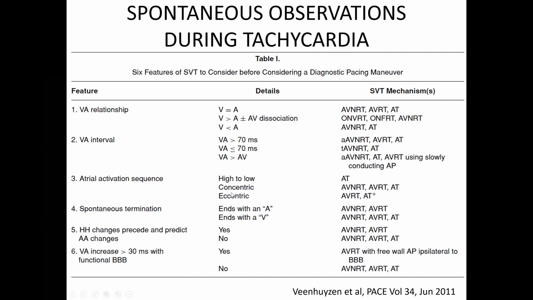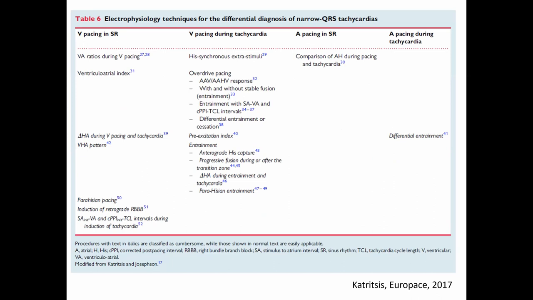We've already discussed the atrial activation sequence. If it's concentric, it could be anything. If it's eccentric, it could be atrial tach or AV reentrant tachycardia involving a pathway. If the tachycardia always terminates with an A, it makes atrial tachycardia very unlikely if it repeatedly happens. And if bundle branch block causes a more than 30 millisecond increase in the VA time, it makes a free wall pathway more likely. This is from the Europace document on techniques for differentiation.